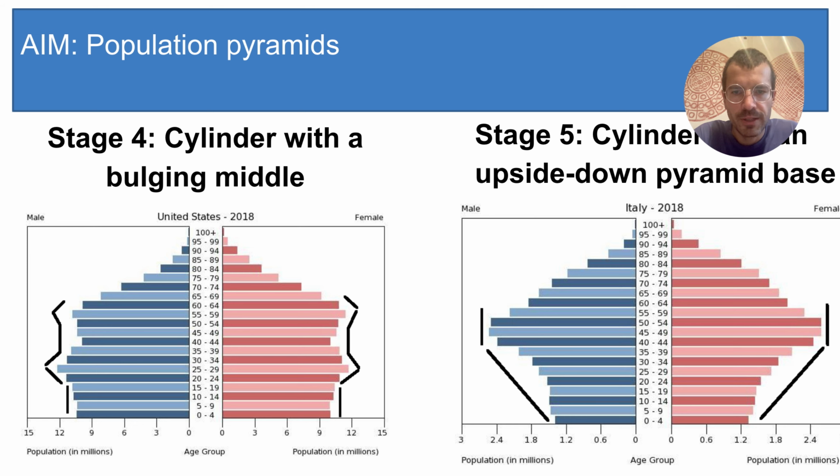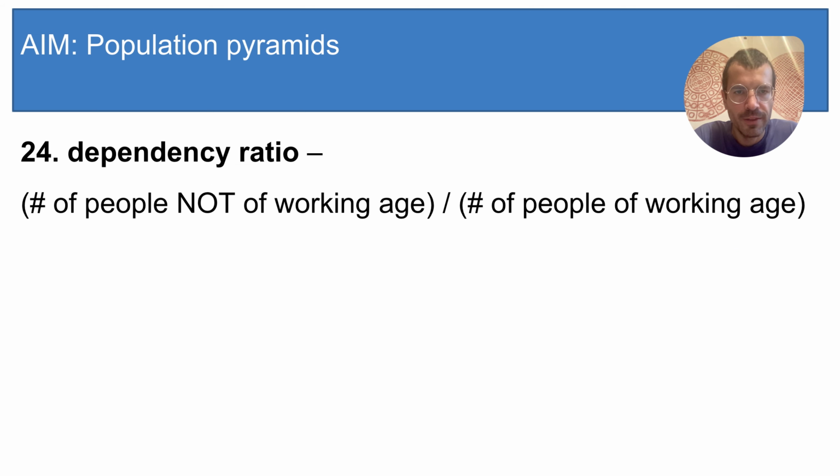All right, the last term today is dependency ratio, and this is the number of people not of working age divided by the number of people that are of working age. And we define working age as 15 to 64. So this ratio gives us the total number of very young and very old people who can't work divided by the number of people who can work. This number is important because working people pay the taxes that are needed to support the non-working people.